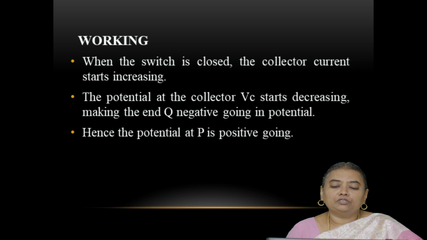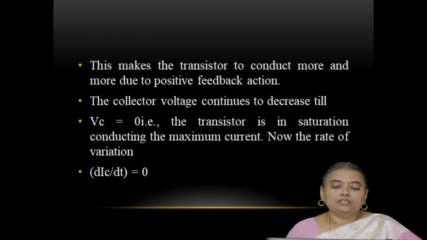Working. When the switch is closed, the collector current starts increasing. The potential at the collector starts decreasing, making the end Q negative going in potential. Hence, the potential at P is positive going. This makes the transistor conduct more and more due to positive feedback action. The collector voltage continues to decrease till Vc equal to 0. That is, the transistor is in saturation, conducting the maximum current. Now, the rate of variation dIc by dt equal to 0.